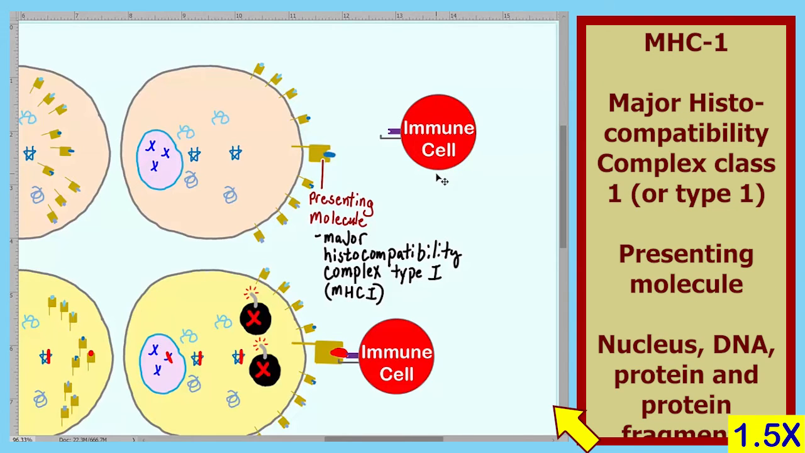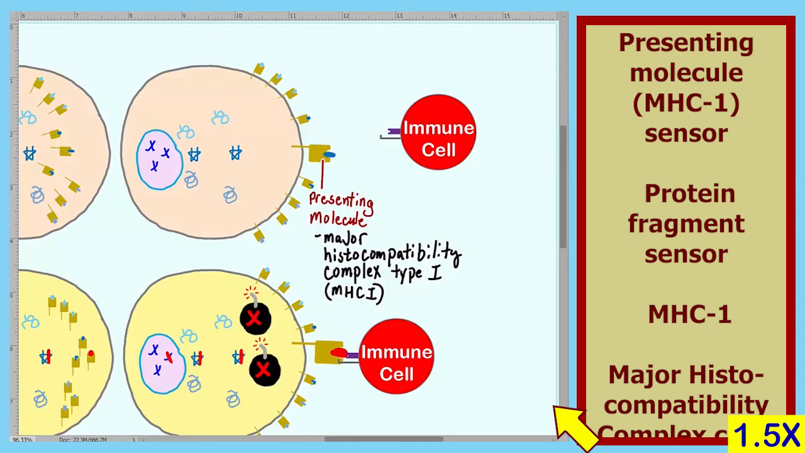Shown here is the immune cell with two distinct structures. The one on the top senses the protein fragment, and the one on the bottom senses the presenting molecule, or the MHC1. Here we have our immune cell with the protein fragment sensor and the presenting molecule sensor.